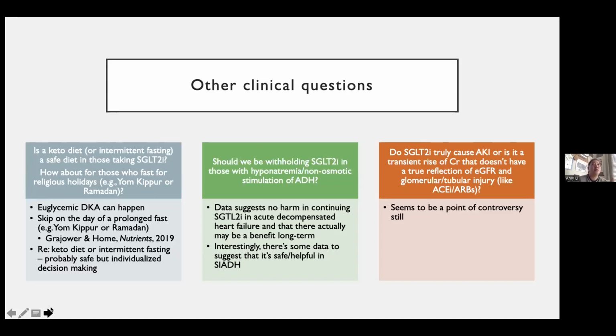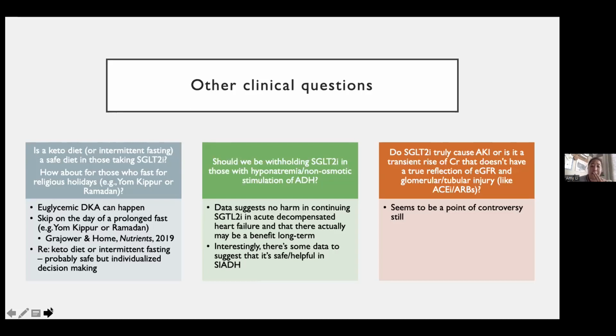So my next question was, well, if SGLT2 inhibitors also muck around with ADH, is it safe in people with very advanced heart failure, for example, who have this non-osmotic drive of ADH and become hyponatremic? The answer is not fully clear, but pointing towards it's probably fine. There's no data to suggest that SGLT2 inhibitors are harmful in acute decompensated heart failure. And there's actually one really small study that showed that it was maybe even helpful in SIADH, which is kind of interesting.